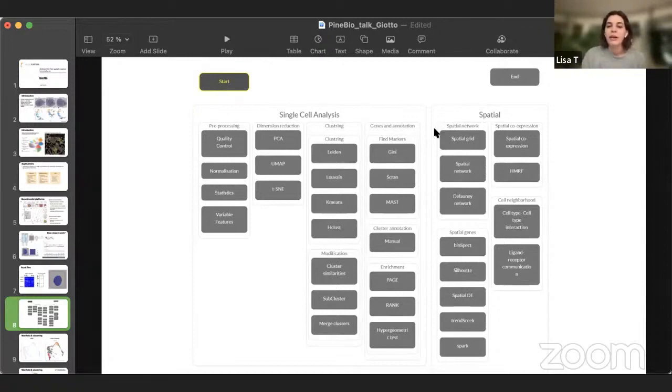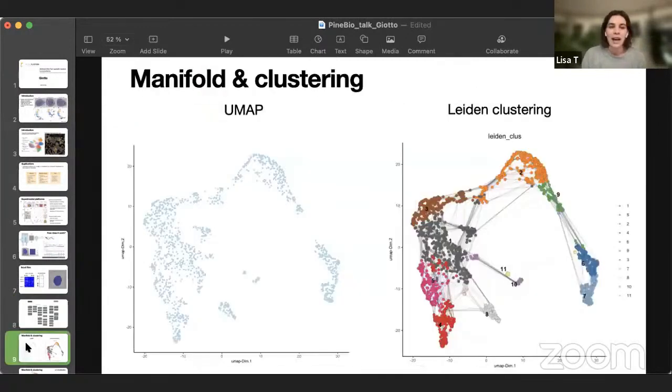It starts with building a spatial network, and then we can find spatially variable genes that have some spatial pattern, and study co-expression and cell neighborhood. So I will focus only on this part. We already did all the pre-processing and single cell analysis and ended up with our artificial dimensions.